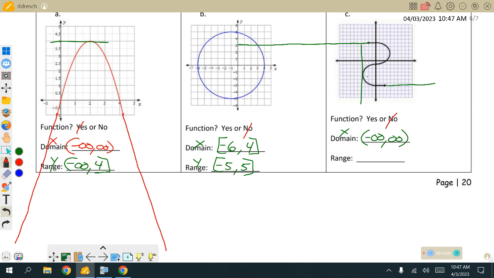Range. Do I have a floor? And what is that? Count carefully. -7, I think. Yeah, it's going horizontal there, so it is -7 of a floor. And do I have a ceiling up there? And it's at 5. And is that -7 and that 5 parentheses or brackets?